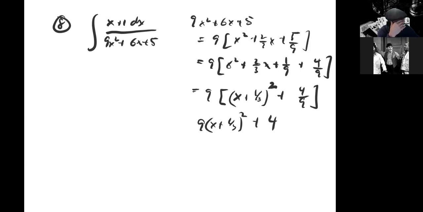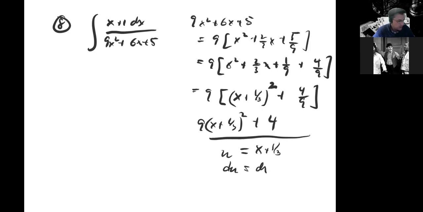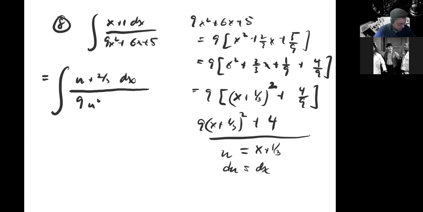Okay, why did I do that? Well, I'm going to let u be equal to x plus 1/3. Then du is dx. And if I do that, then the integral becomes, well, x plus 1, but x plus 1/3 is u, so u plus 2/3 is x plus 1, times du over 9u squared plus 4. So that's my first reduction.